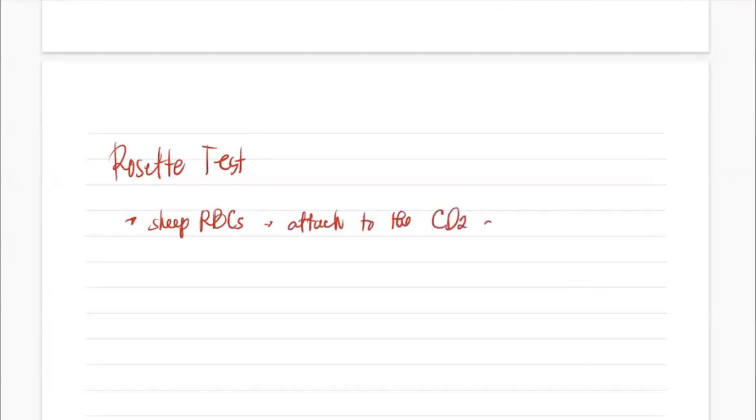So just a few considerations. Here, we use sheep red blood cells, and these sheep red blood cells will attach to the CD2 antigen that is found in our lymphocytes. Considering that it is only attaching to the CD2 antigen, the Rosette test cannot be used to enumerate B cells, because B cells have no CD2. So this can only be used for T cells.